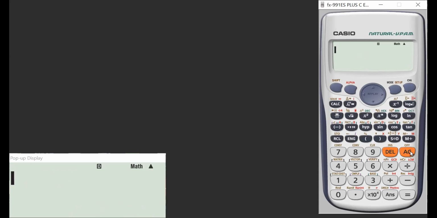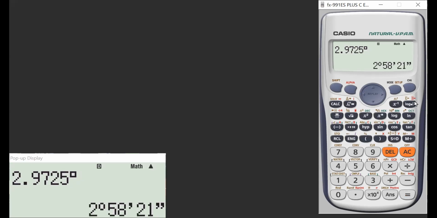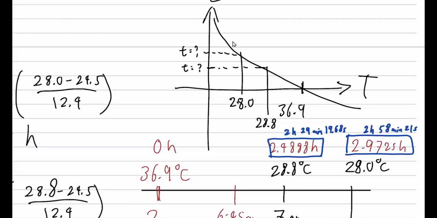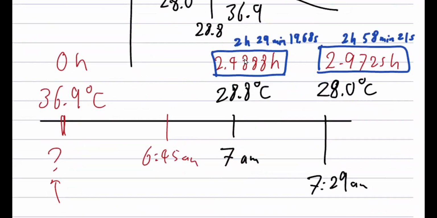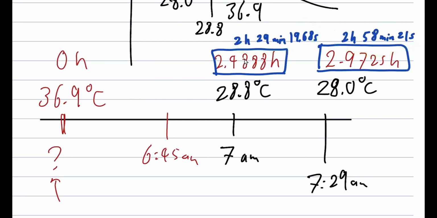Then for the other value, it's 2.9725. Sorry, I forgot to put the hours. Convert it into hours and minutes. It's actually 2 hours, 58 minutes, 21 seconds. Then now I change back to my iPad. Hold on a second. Okay, good. So we already recorded the durations, 2 hours, 29 minutes and 2 hours, 58 minutes.